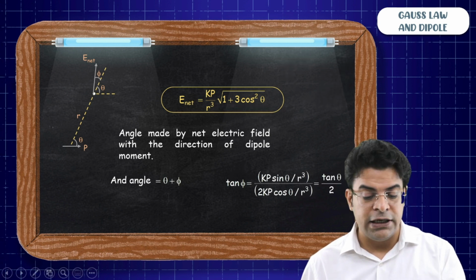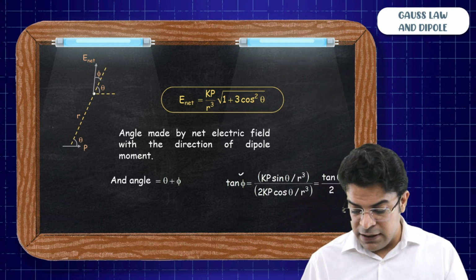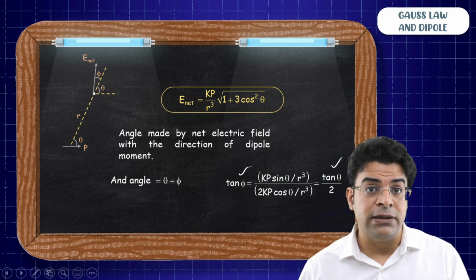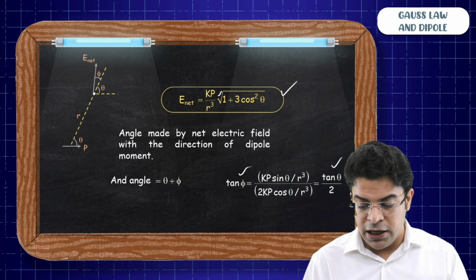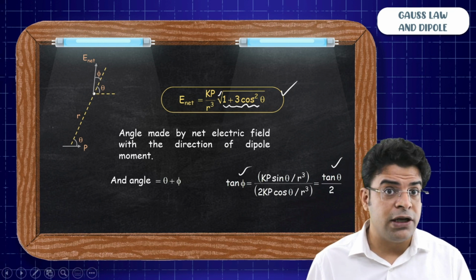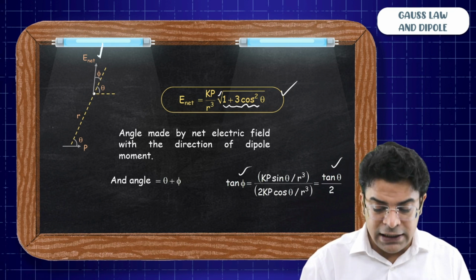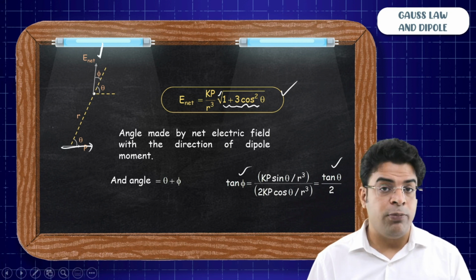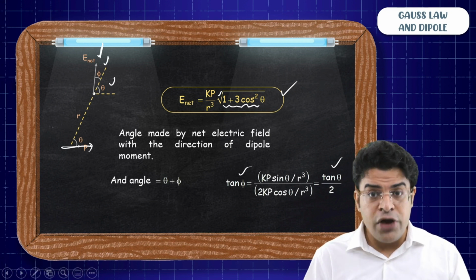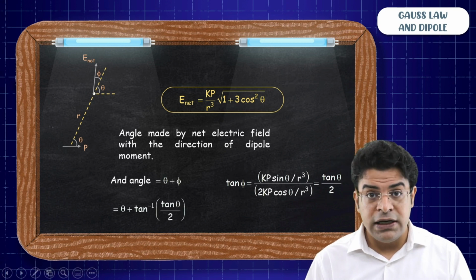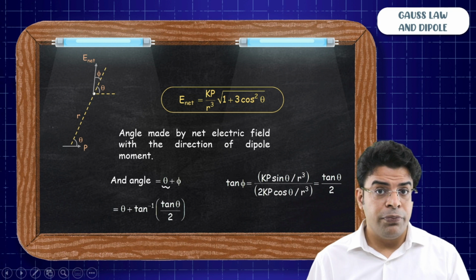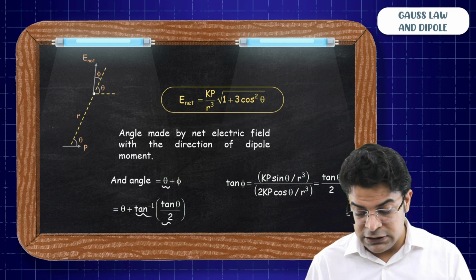What you get is tan theta by 2. So tan phi equals tan theta by 2. This is something you need to remember. So the net electric field is Kp by r cube under root of 1 plus 3 cos square theta, and the angle made by the net electric field with the direction of dipole is theta plus phi, where tan phi equals tan theta by 2, or the net angle is theta plus tan inverse of tan theta by 2.